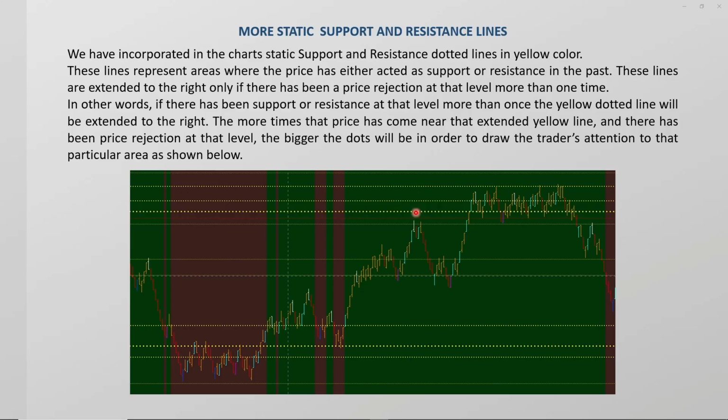thicker. Here, price comes to this level and it has bounced off this level either as a support or resistance level many times. Exactly just the same as here. Acted here as resistance, acted here as support. So the dots in this line are thicker than other lines shown on the chart.